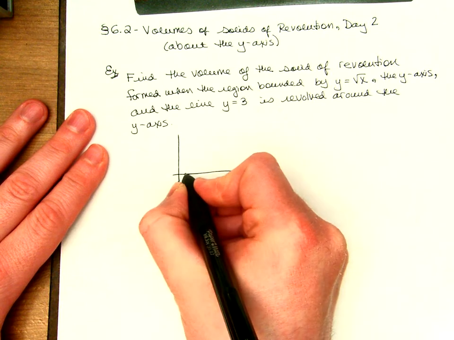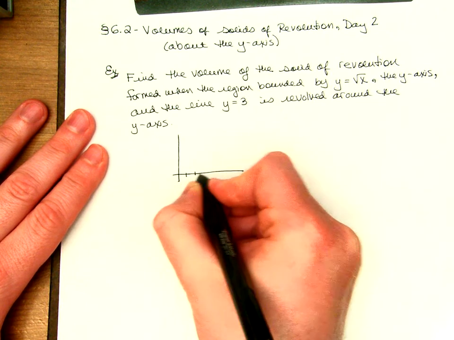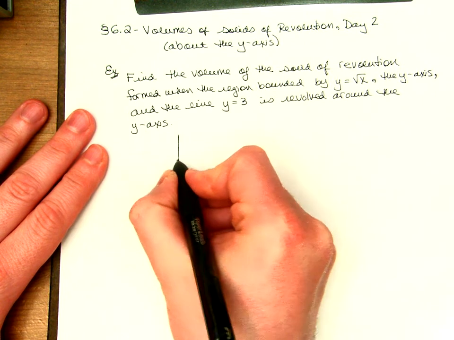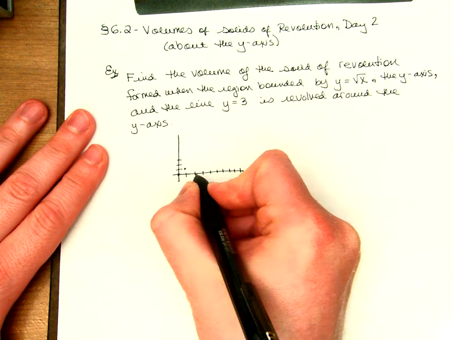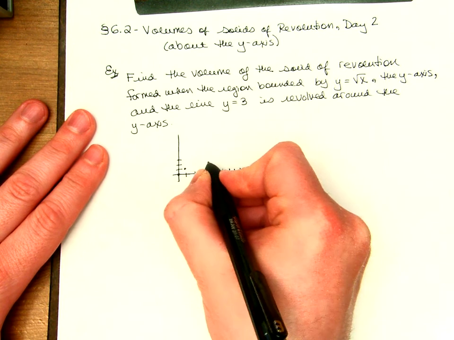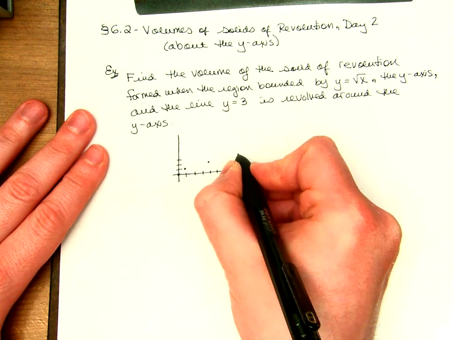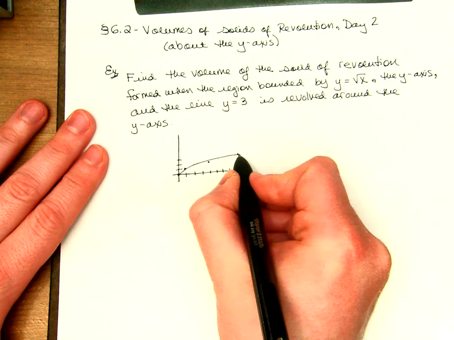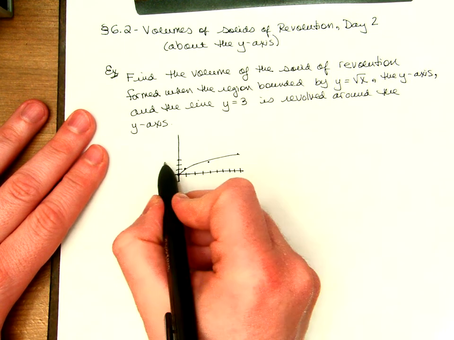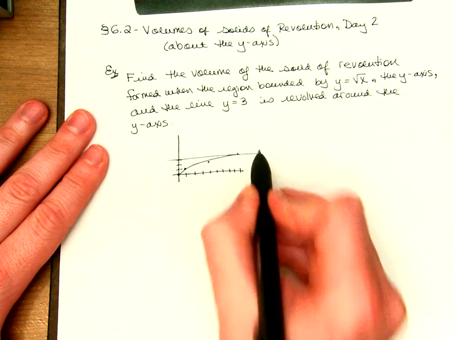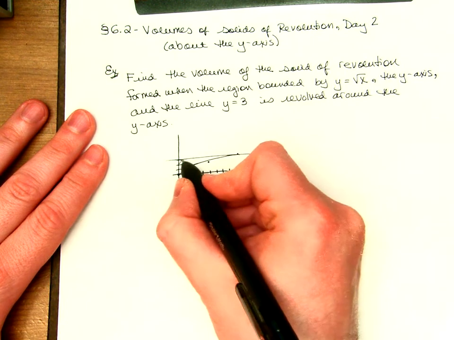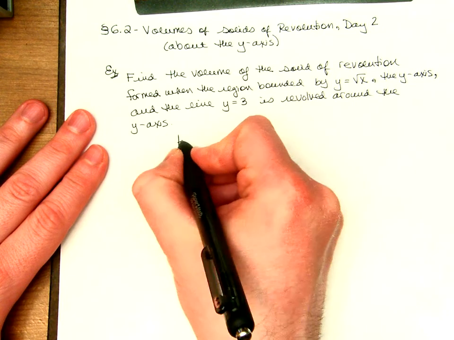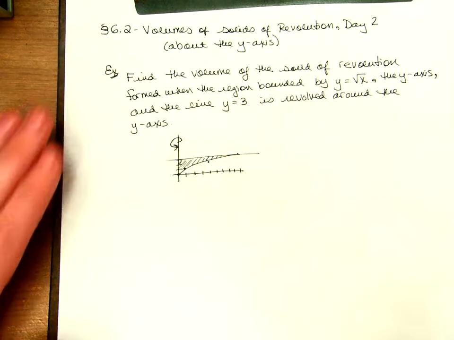So y equals the square root of x. The points are 0, 0, 1, 1, 4, 2, 9, 3. The line y equals 3 looks like this. So here's my region, and I want to spin this thing around the y-axis.